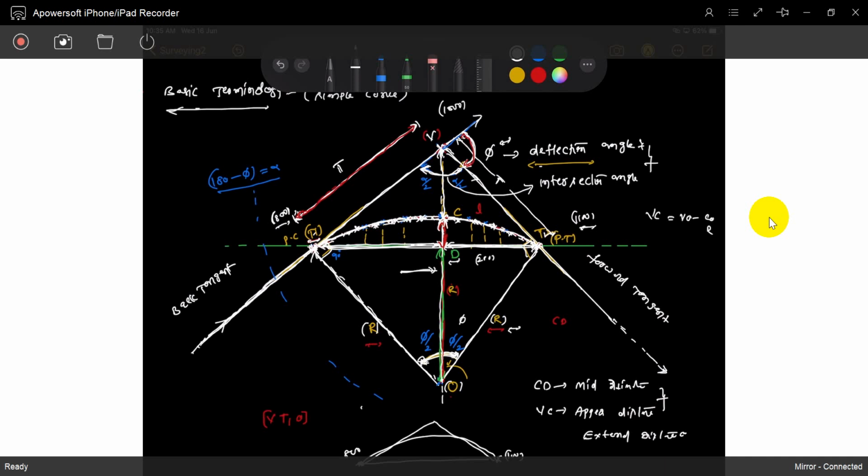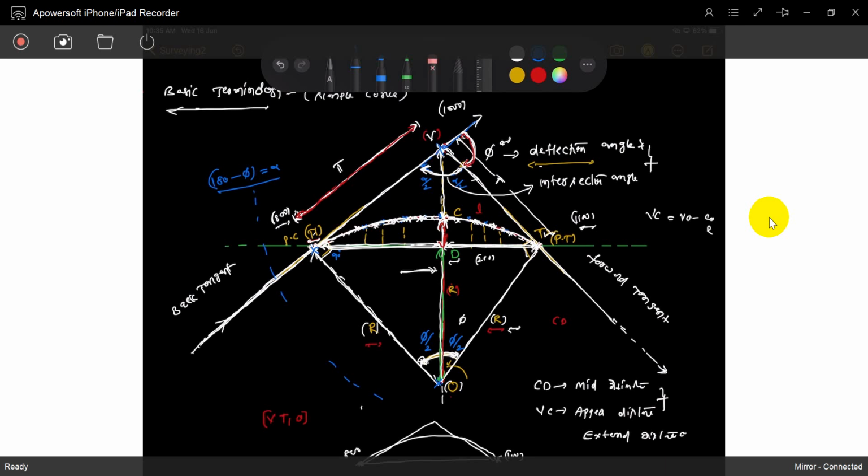CO is R. We don't know the VO length. Understood? So for VO length, how can we calculate it? Take a triangle of V, T1, O. I will write this triangle: V, T1, O is a triangle.